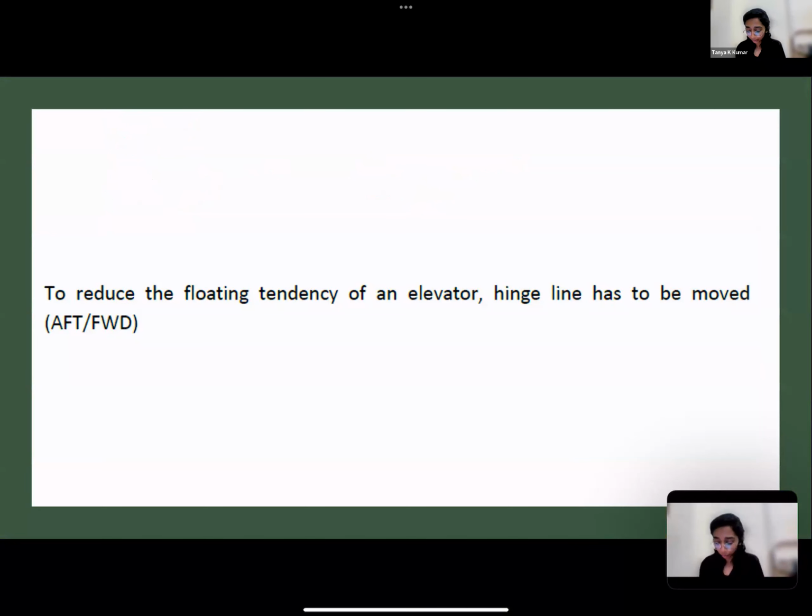To reduce the floating tendency of an elevator, hinge line has to be moved aft or forward. Let me just draw. This is your tail. This is your elevator. This is your hinge point, hinge line. This is your CP. Now tell me, to reduce the floating tendency of an elevator, hinge line has to be moved aft or forward. Think about it. Take a minute. Think about it and tell me.